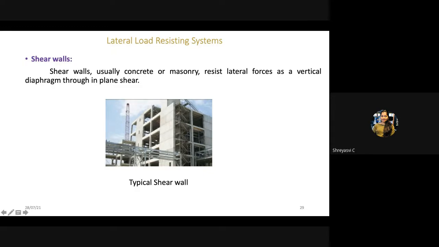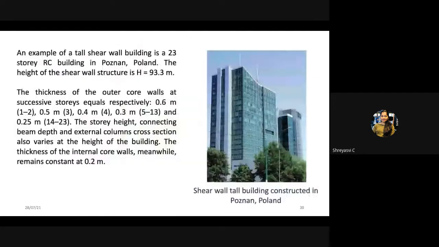As you can see here, this is a shear wall. This is a typical shear wall building, and it's quite common in most high-story buildings, and also the lift shaft usually consists of shear walls itself, so that their lateral movement is restricted. This is one simple example of a tall shear wall building. This is a 23-story RC building in Poland. The height of this building is 93.3 meters.